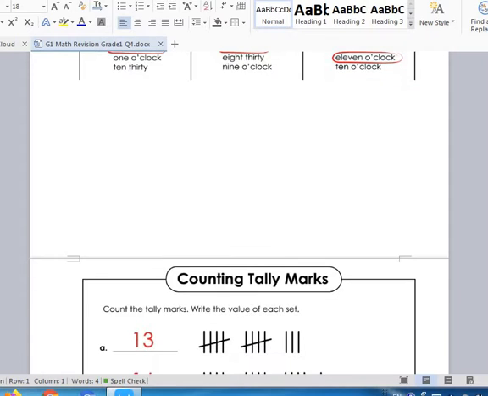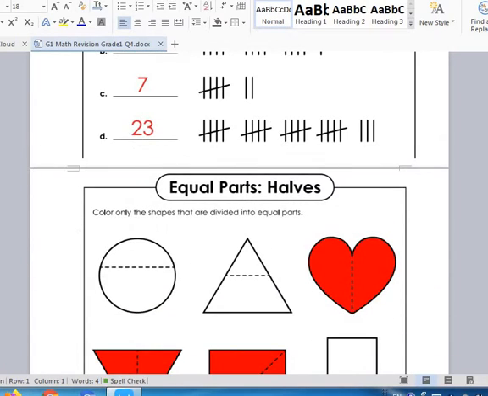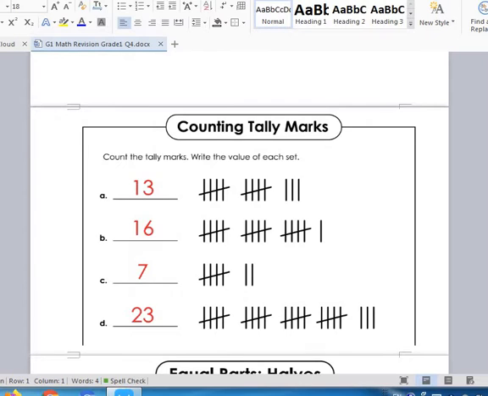Counting tally marks. I have here, do you remember the tally marks? Count the tally marks, write the value of each set. How many tally marks here? 1, 2, 3, 4, 5. So this package is 5. 1, 2, 3, 4, 5. Another 5. 5 plus 5, 10. 11, 12, 13. So it's 13.